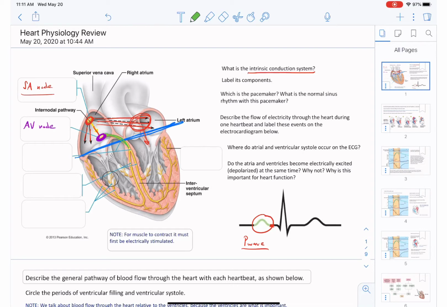Then that electrical activity travels from the AV node down through this nerve-like bundle called the AV bundle. And it's the AV bundle that's going to take that electrical activity from the atria and move that down into the ventricles. So it passes it through that cardiac skeleton.